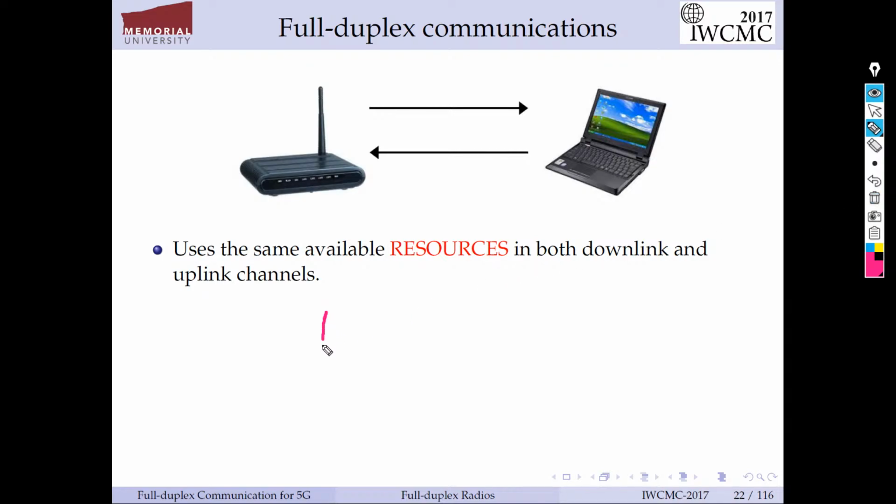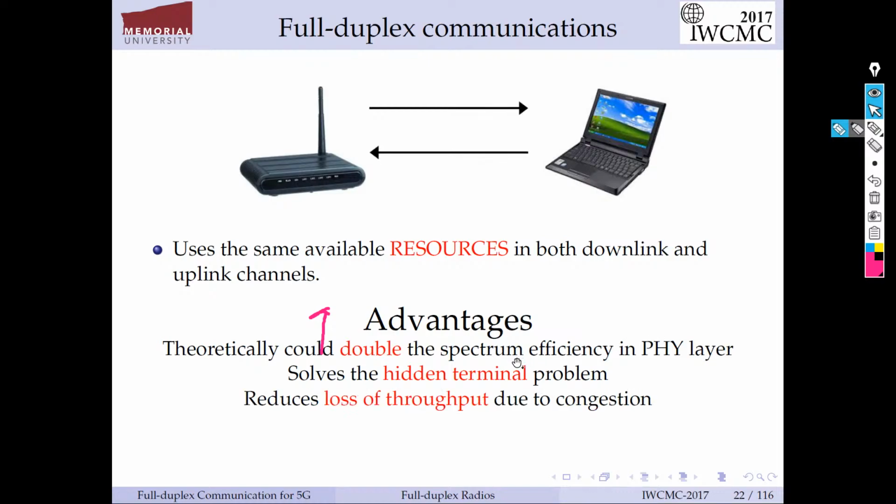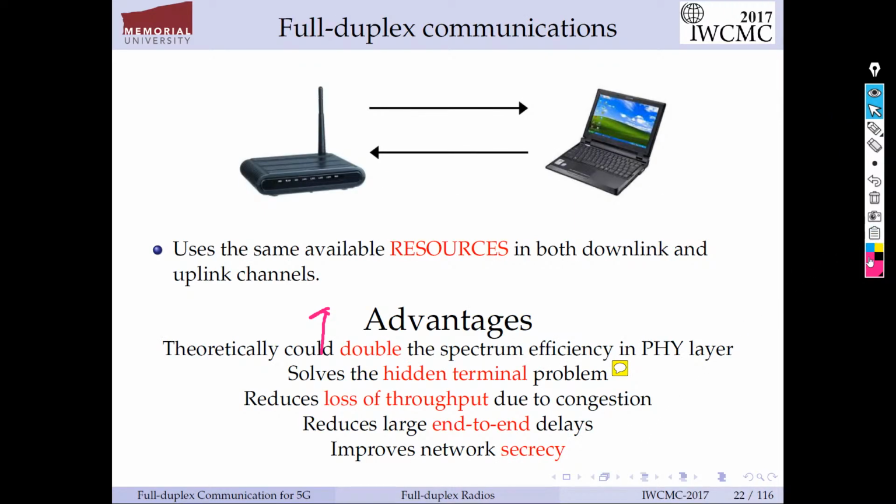But I need you to really distinguish and make it very clear in your mind the difference between in-band full duplex and the normal conventional full duplex system that uses separated out-of-bands to maintain the orthogonality of the transmission. Now, as is the case with any new technology, it brings so many advantages. It can double the spectral efficiency, it solves the hidden terminal problem, reduces loss of throughput, reduces large end-to-end delay, improves network secrecy. Amazing advantages, as you can see.